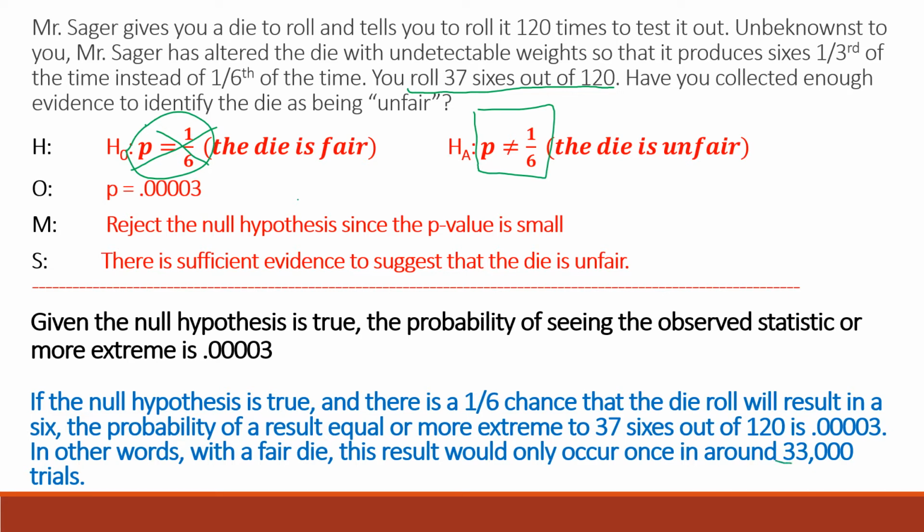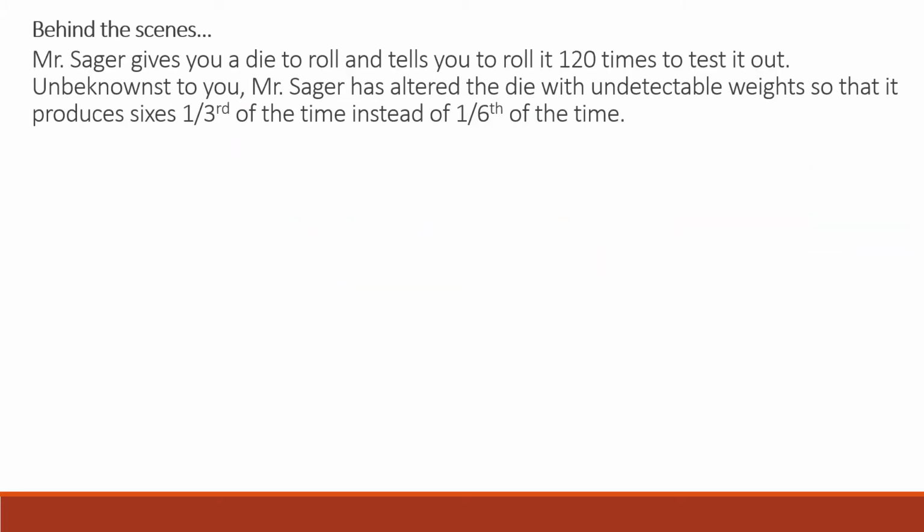As for where this number came from, 33,000, it's just 1 over our p-value. That's telling us how many trials we would have to take to see one instance of 37 sixes out of 120 or more. So we got a really unlikely p-value. It was 0.00003. It would pretty much never happen with a regular die to get that many sixes out of 120. Now, the way that you guys tend to interpret a p-value incorrectly is you write something like this.